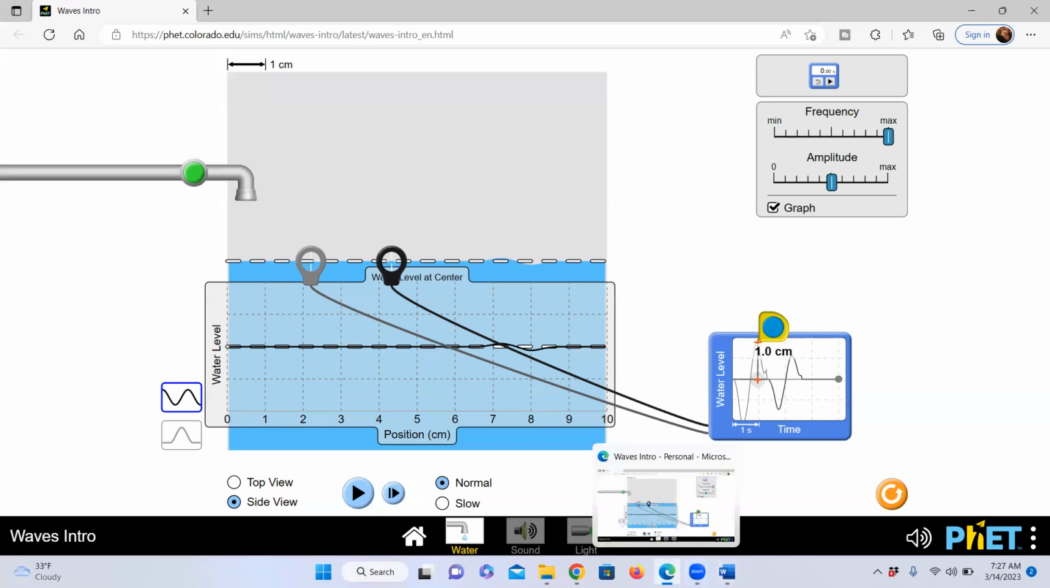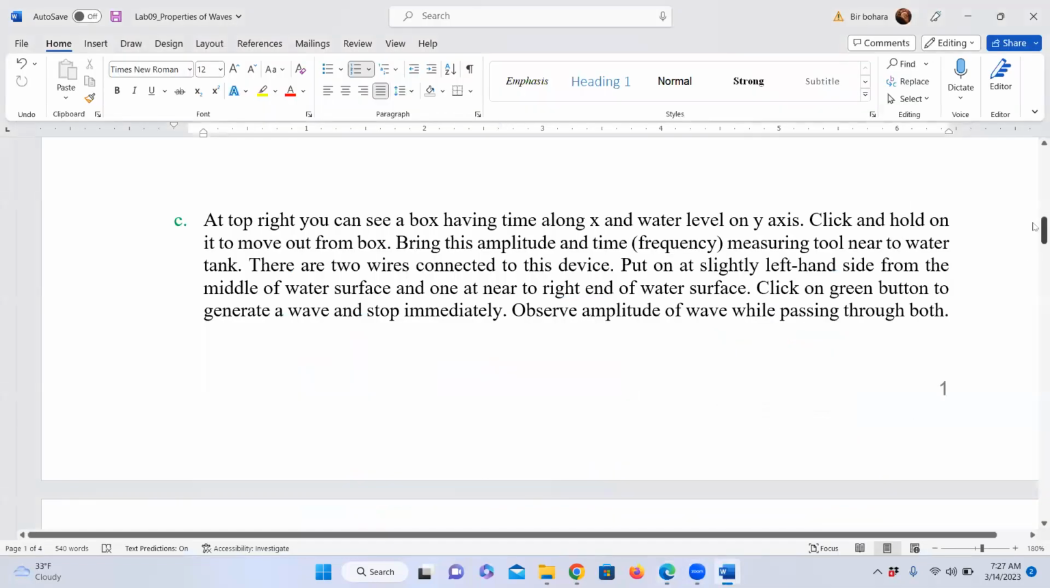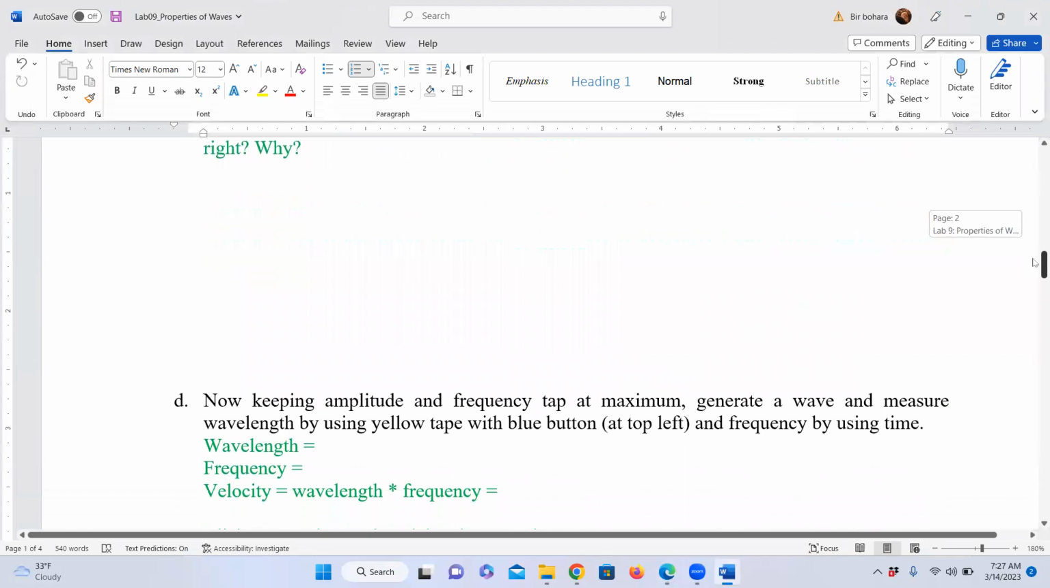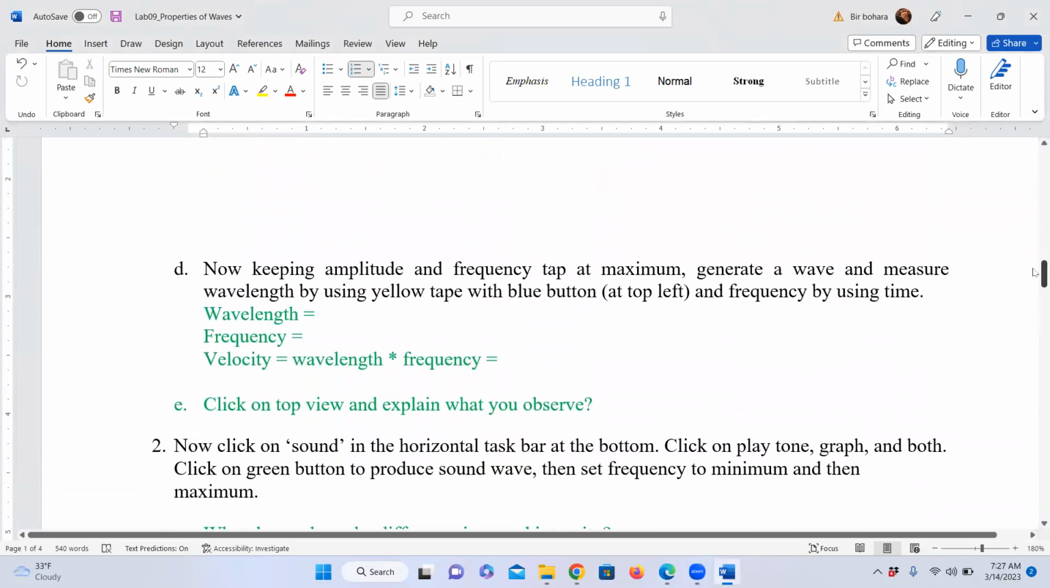Okay, so you measured it and you can now explain what is happening here, okay? I explained what happened to the amplitude of the wave, increase or decrease, and I also explained why, right? You can put it in your own wording. So move on to the next. Now keeping amplitude and the frequency tap at maximum, both will be maximum. Generate a wave and measure wavelength by using the yellow tape with blue button.